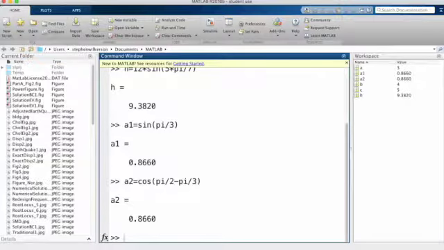And last but not least, a3 will equal 1 over cosecant pi over 3. And that's a trig identity, and we should get the same answer. And we can see that a1, a2, and a3 all give the same exact response.